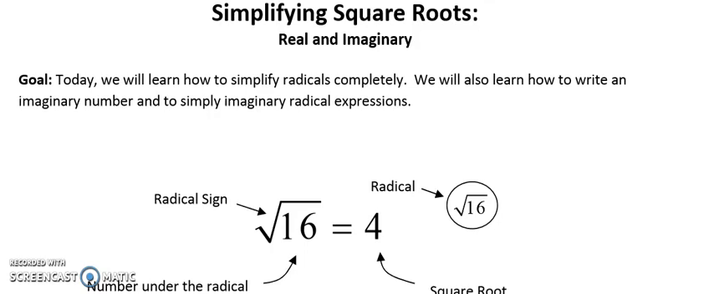Alright guys, today we're going to simplify square roots, we're going to do reals and imaginaries. We're going to simplify them completely. We're also going to learn how to write an imaginary number and to simplify. Imaginary radical expressions.